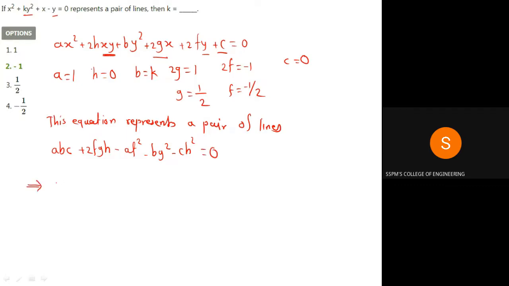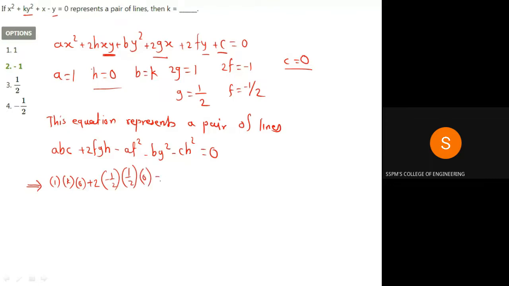Now we will substitute the values. What is value of a? It is 1. What is value of b? It is k. What is value of c? It is 0. See here, this c is 0, and h is equal to 0, so those values will be 0. Plus this 2. What is the value of f? It is minus half. Value of g is equal to half, and value of h is equal to 0.